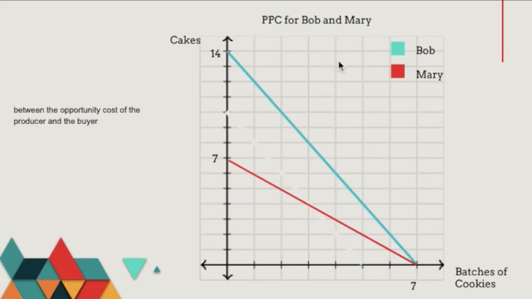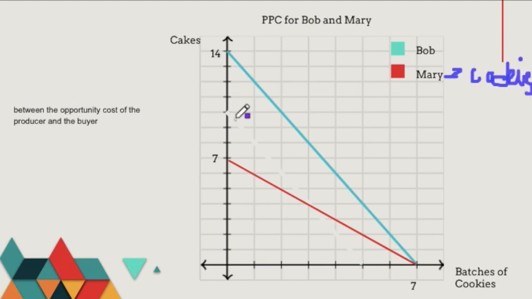Let's say Bob and Mary are bakers and both only make batches of cookies or cakes. In Bob's case, one more batch of cookies means making 2 fewer cakes. In Mary's case, one more batch of cookies means she's losing 1 cake. So that means Mary's opportunity cost is less since she's losing fewer cakes for one more batch of cookies. That means she has a comparative advantage in the production of cookies and should be producing the cookies. Let's write that down.